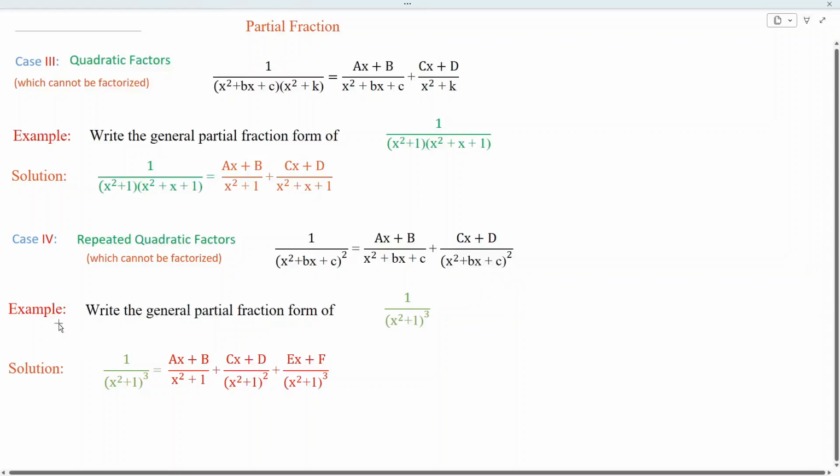Look at this example. Write the general partial fraction form of 1 over x square plus 1 whole cube. X square plus 1 is a quadratic factor. Whole cube means it is repeating 3 times. So this is equal to Ax plus B divided by x square plus 1 plus Cx plus D divided by x square plus 1 whole square plus Ex plus F divided by x square plus 1 whole cube.